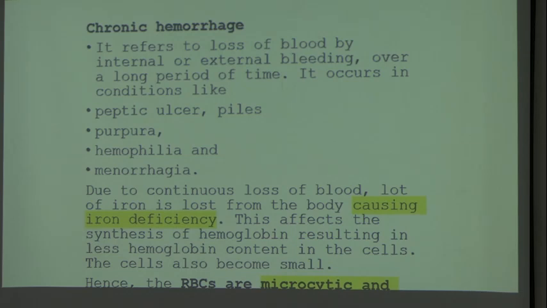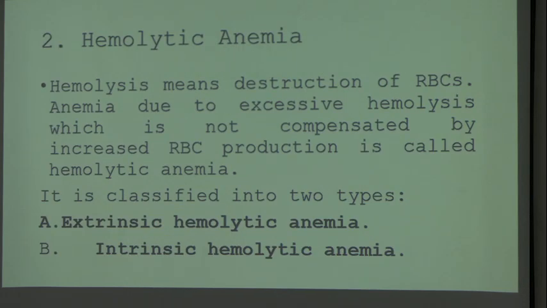When a blood vessel is injured, there is delayed coagulation, so there will be hemorrhage for a prolonged period. We'll discuss this in the coagulation class. So these are the conditions: purpura, hemophilia, menorrhagia. These are the conditions where chronic hemorrhage takes place. Hemolytic anemia.